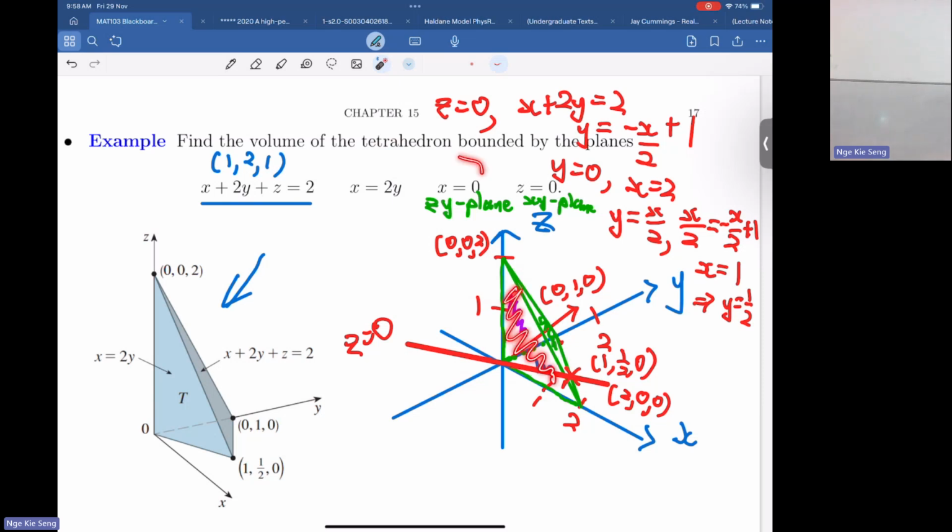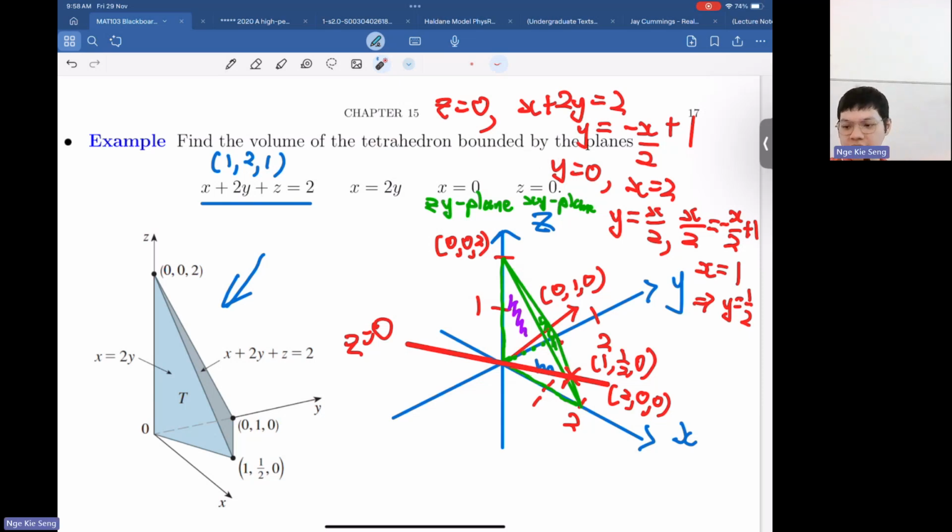Let me ask you, do you know why z equals 0 is the xy plane? You know why? It consists of all the points x, y, z such that z equals 0. So where do these points live? These points live exactly on the xy plane, because you are free to take any x and any y.